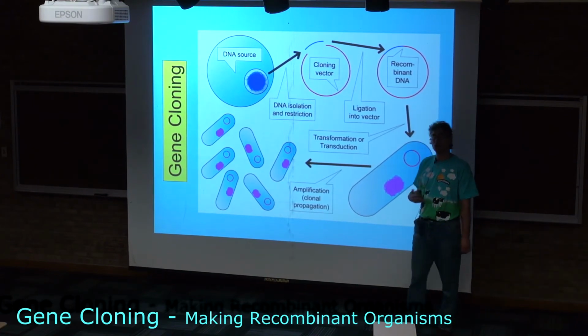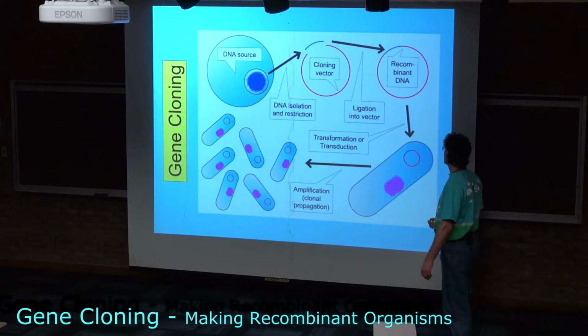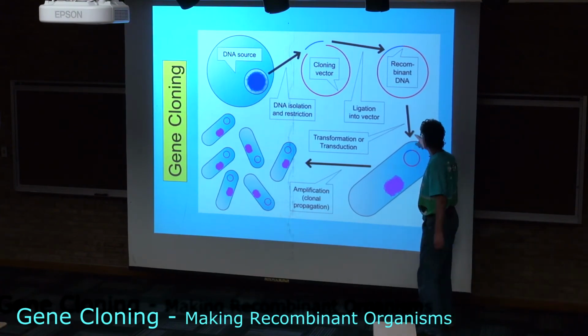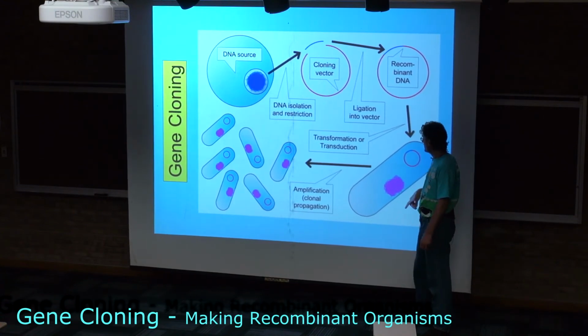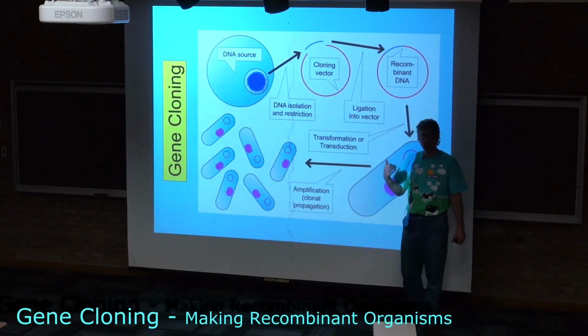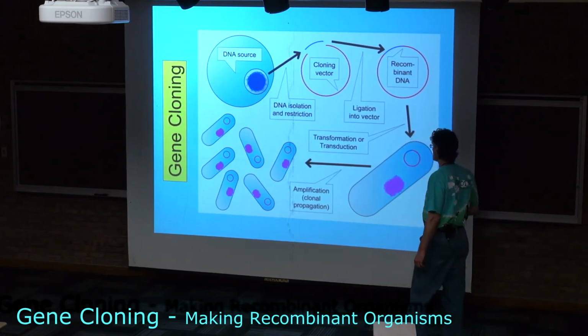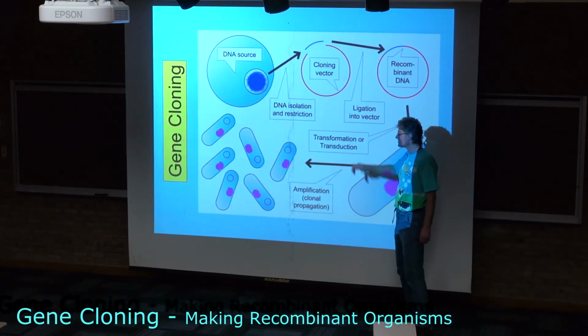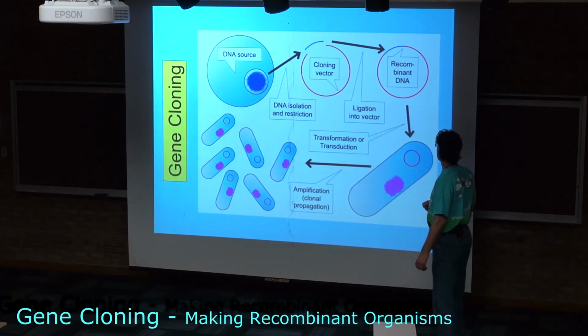We don't have a recombinant organism yet because that DNA is sitting in a test tube. So the next step is to have various means by which we take this DNA and we shove it into a recipient cell. Transformation is the uptake of naked DNA, DNA that's not associated with any proteins or anything. And transduction is the uptake of DNA that's associated with viruses.